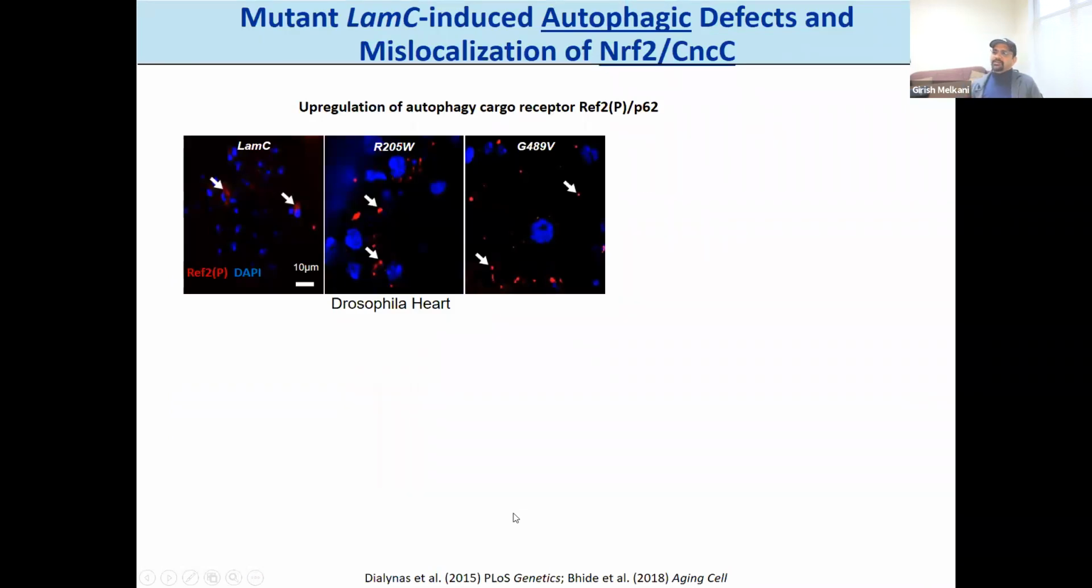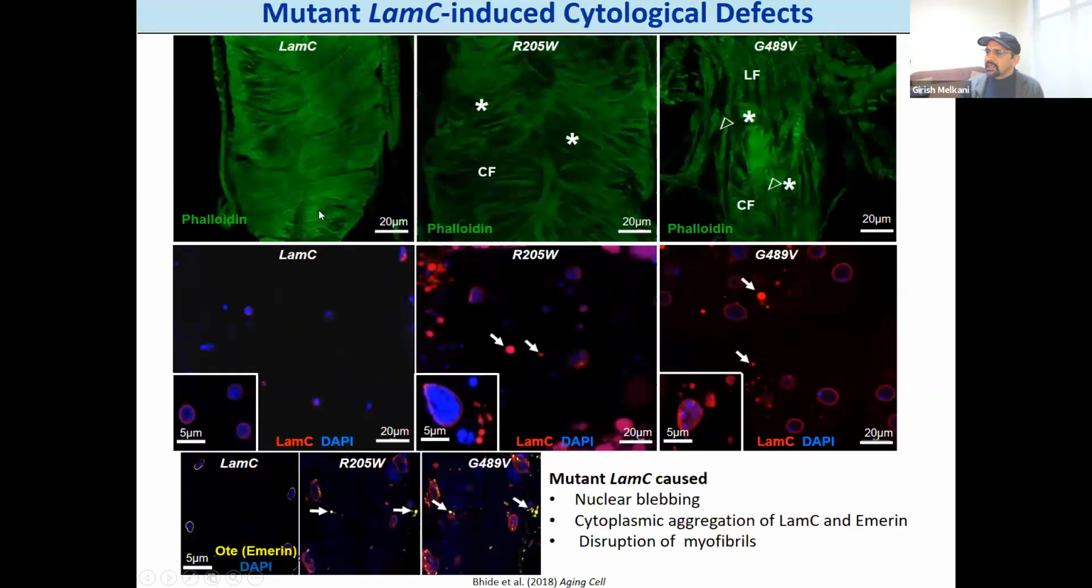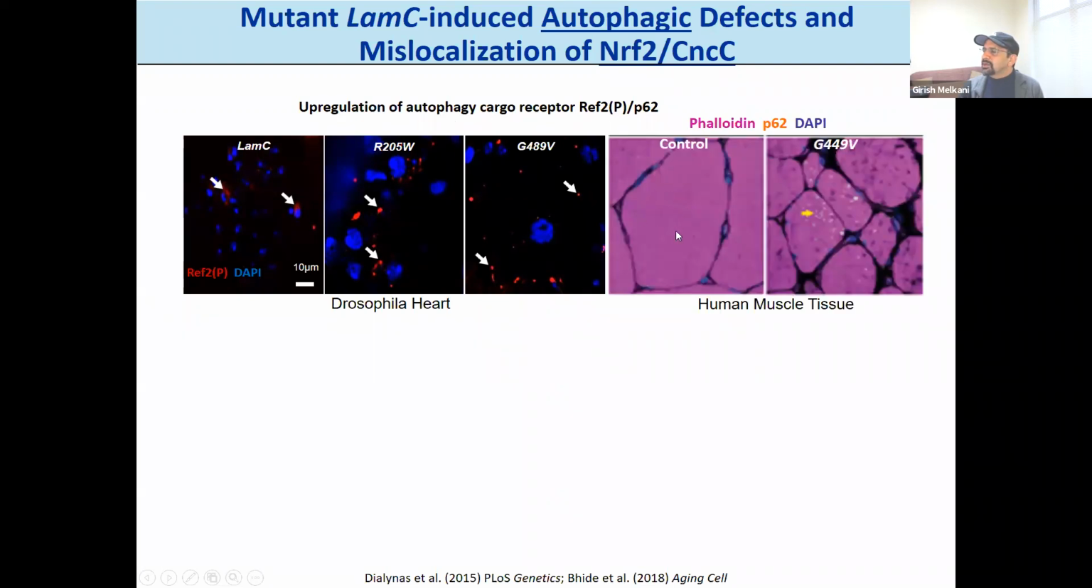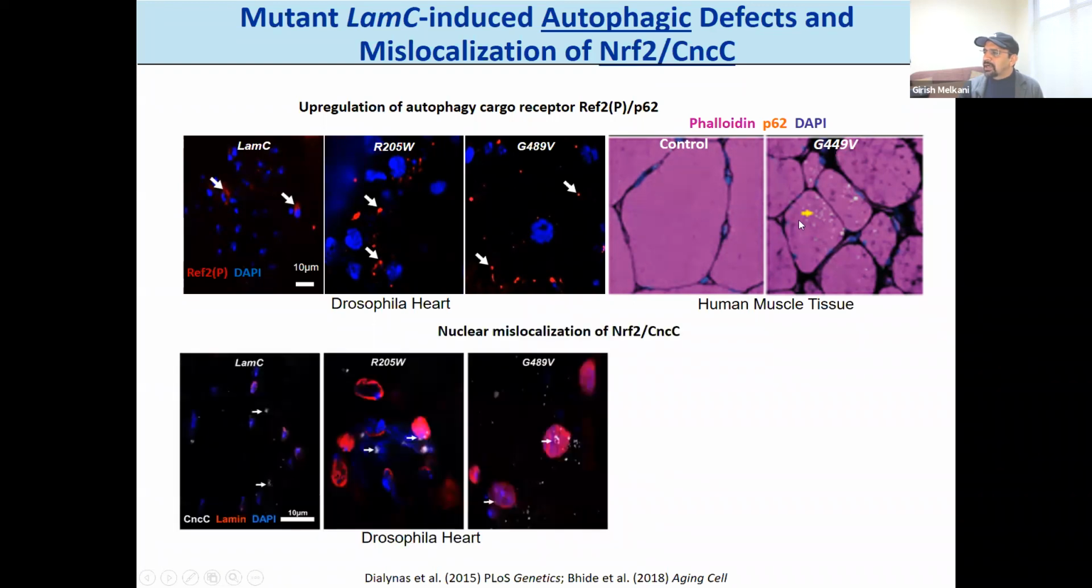Then we wanted to know the mechanism, how all that is occurring. So we looked at those aggregates that I was showing in the previous slide. We wanted to see if autophagy is upregulated. This is one of the markers, P62, that you can see in both mutants. It was upregulated in the Drosophila heart. But for the same mutation we have human muscle biopsy, and we looked at the P62 level, which is significantly upregulated in the same mutation. The numbers are different, but the mutation is the same. I just want to highlight that.